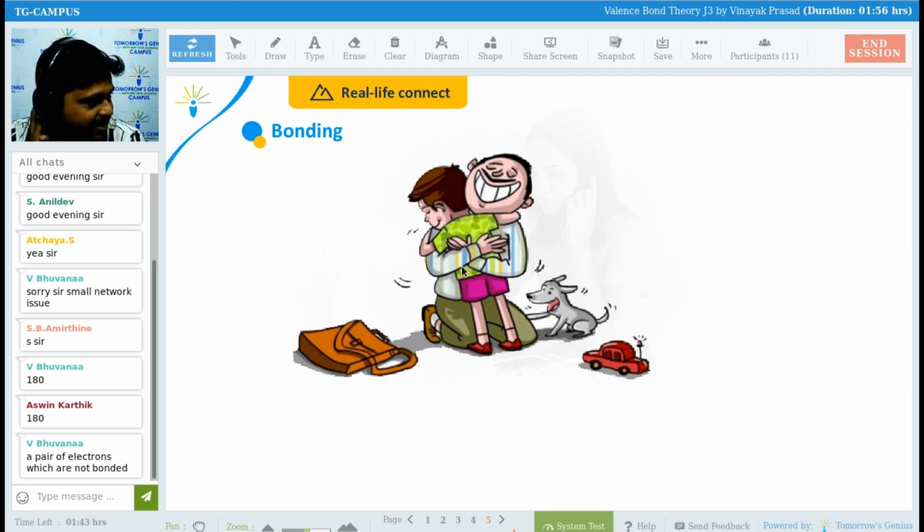Sir, can you hear me? Yes, now I can hear you. Do you remember what this covalent coordinate bond is? Sir. Yes, what is this? Anyone from this class? Bhuwana, can you explain what this coordinate covalent bond is? Yesterday only I explained this coordinate covalent bond. Can you tell me? Anyone? Anil Dev? Can you tell me what this coordinate covalent bond is?